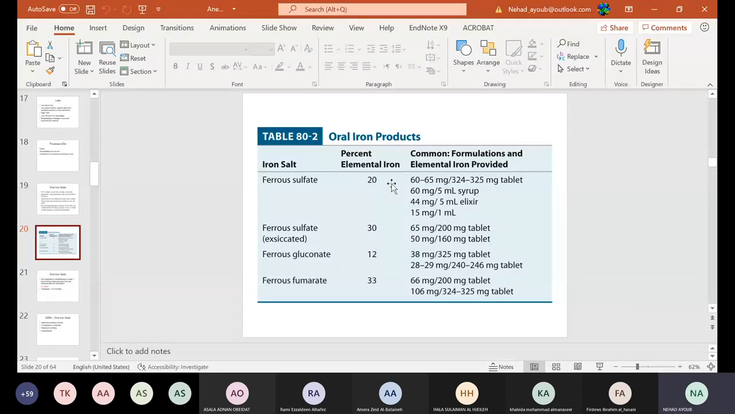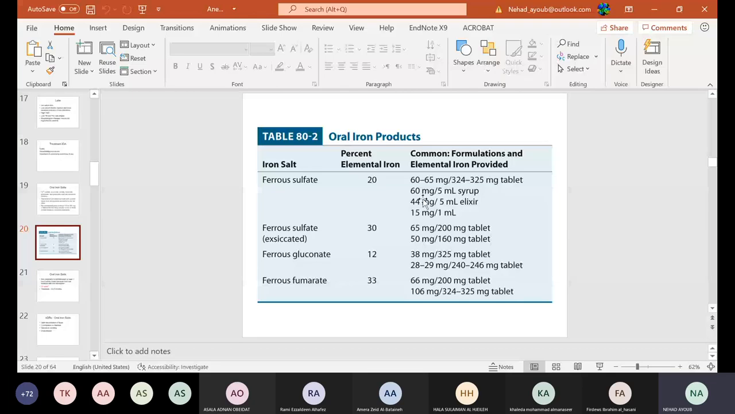So, if I decided to give the patient one tablet containing 325 milligrams of ferrous sulfate, how much elemental, actual iron will that tablet provide? It will give me 20% of the 325 milligrams. Same thing if I want to give a syrup containing 60 mg per 5 ml, 20% of that 60 mg is elemental iron. How much actual iron the formulation or the salt will provide.